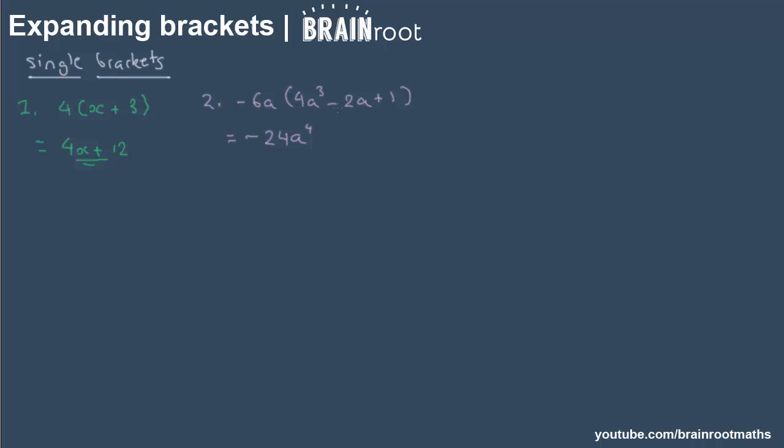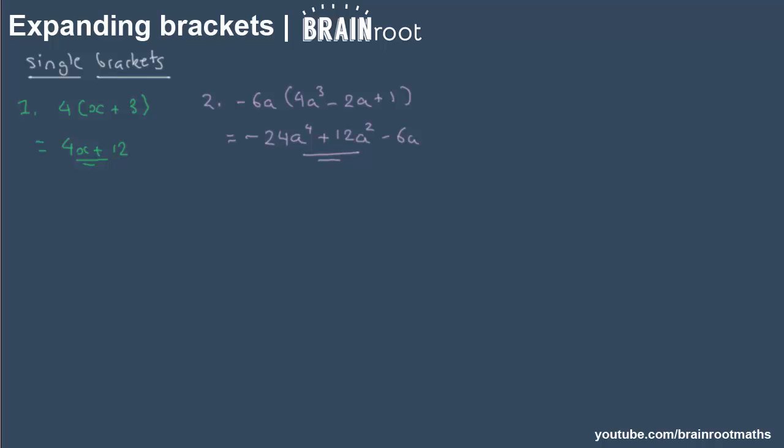Now, let's go on to the second term. Minus 6a times minus 2a. Straight away there's two negative numbers, so their product is going to be positive. 6 times 2 is 12, and a times itself is a squared. And the last term in the bracket, minus 6a times plus 1, is going to give us minus 6a. So that's pretty simple, just a little bit of a tricky negative sign in front of the term.